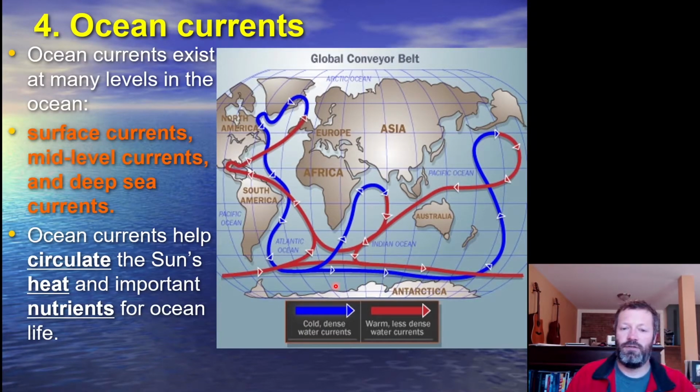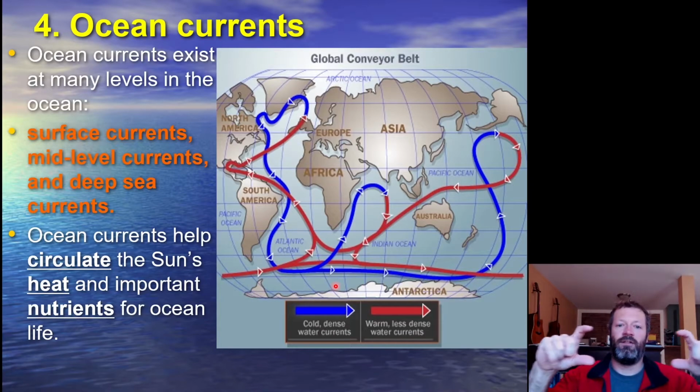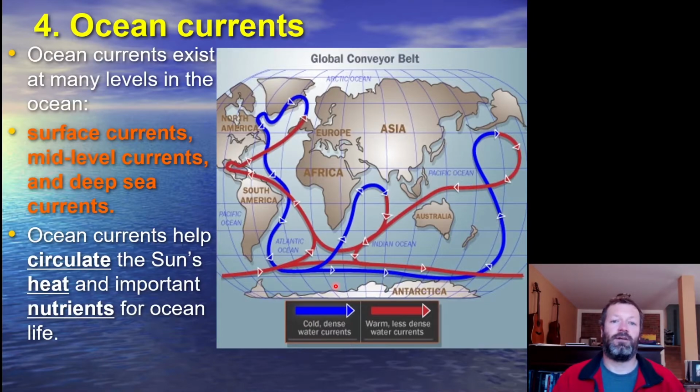Ocean currents do exist, though. You've got surface currents, you've got mid-level currents, you have deep sea currents, and they help move warmer water away from the tropics and colder water down from the poles. If we didn't have those currents, the water around the equator would just stay warmer and warmer and warmer. The water at the poles would get colder and colder and colder. But they help circulate the sun's heat and other nutrients and help keep those nutrients distributed so that life in other parts of the ocean gets those nutrients.